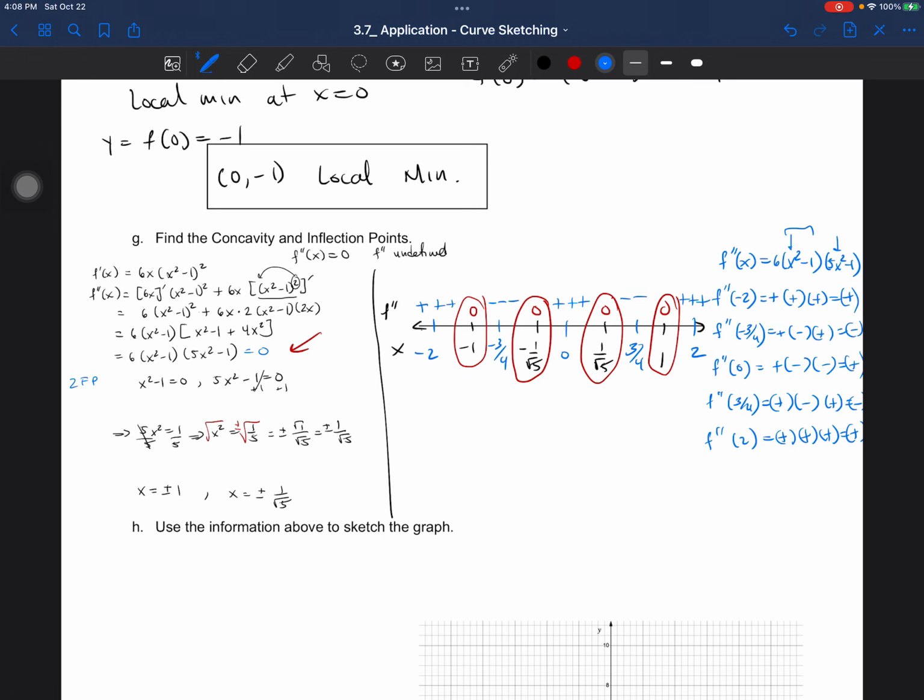So basically what we have is positive, positive, negative, negative, positive, positive, negative, negative, positive, positive, positive. And this translation to the function is concave up, concave down, concave up, concave down, concave up. So this is concave up from negative infinity, right? So let me just maybe underline from negative infinity all the way to negative 1, and then from negative 1 over square root of 5 to 1 over square root of 5, and then from 1 to infinity.